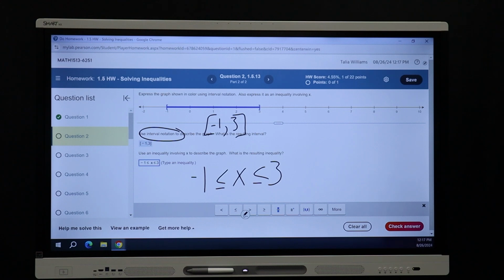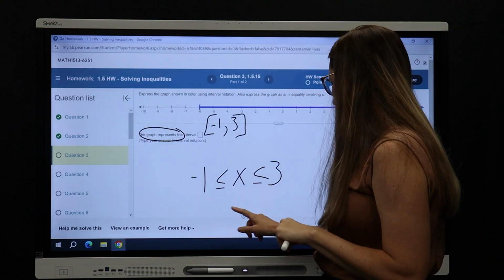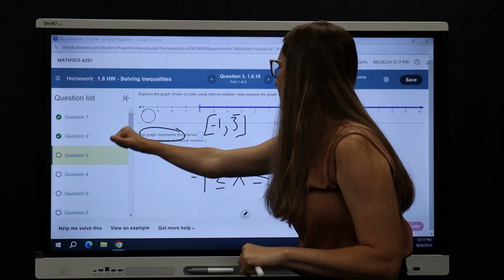So I did the less than sign on my keyboard and the equal to sign, and it changed it. If you don't do that, it should pop up right here, those signs.